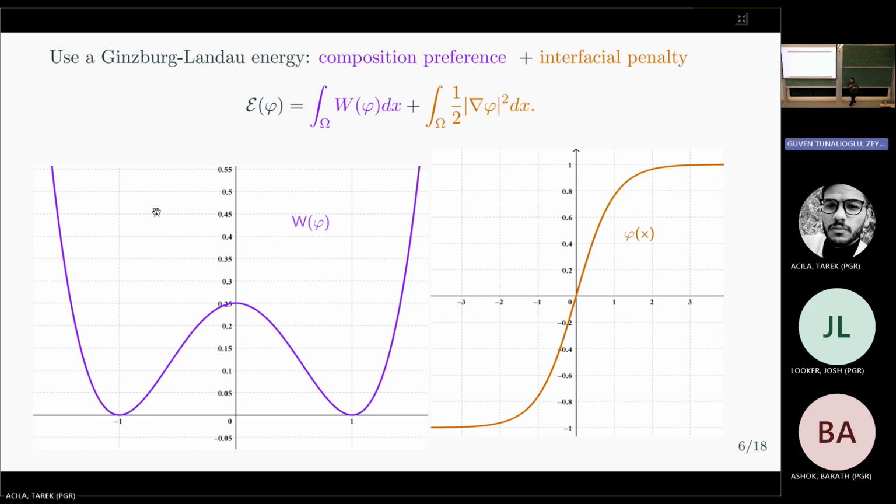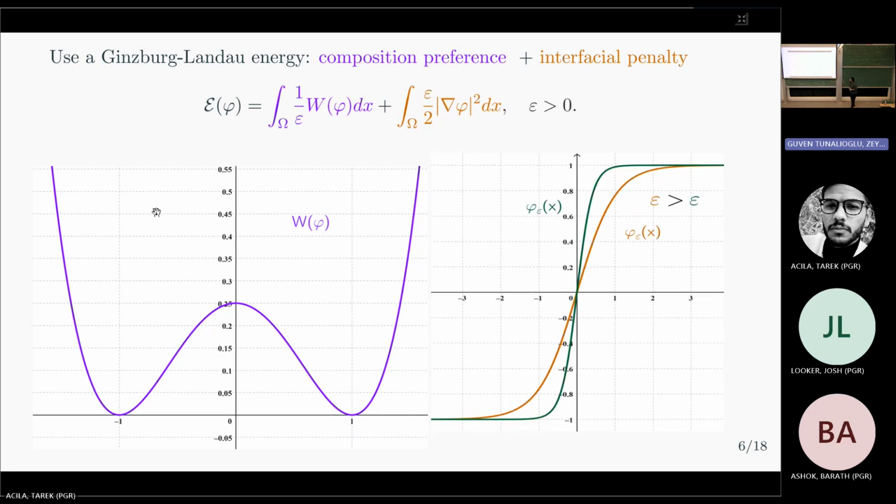Now, because of this transition, I want some flexibility to control how smooth or how sharp I go. I'll add another parameter, epsilon. And as you can see, if I make epsilon smaller, I'm weakening the penalization of the gradient, and I am strengthening the phase separation from -1 to 1. Okay? So if I choose epsilon smaller, I get a sharper transition from -1 to 1. This is a 1D example.